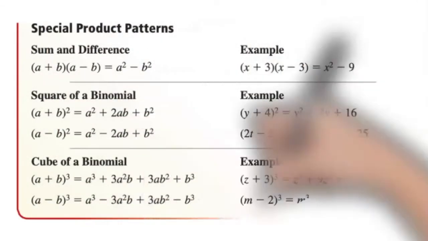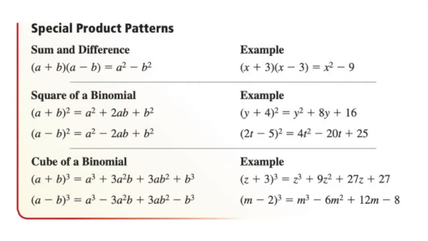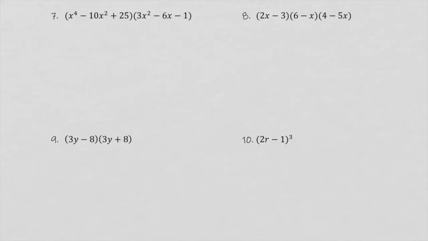We can do sum and difference, which, if you notice, you have a plus a and a minus a. So that's a sum and a difference, okay? That will equal a squared minus b squared without having to do all the distribution. The square of the binomial is a squared plus 2ab plus b squared, or a squared minus 2ab plus b squared, depending on if it's plus or minus in the binomial. And cubing has rules as well: a cubed plus 3a squared b plus 3ab squared plus b cubed. Okay, so we can use those to solve our special products.